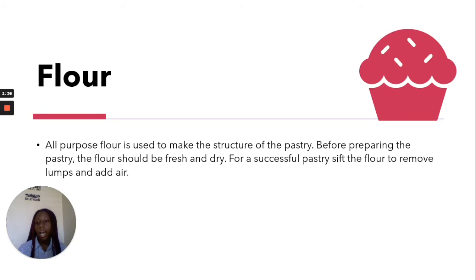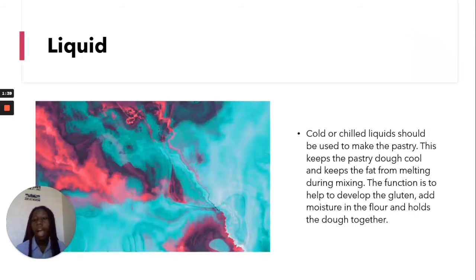Another thing, liquid. When we are making pastries, we must ensure that our liquids are ice cold. This is used to make the pastry dough, and it keeps the fat from melting during the mixing process. The function of this is to help it to develop gluten and also to add moisture and hold the dough together. So see, we had the flour, like the cement, and now we're adding the water to help bind everything together. Okay.